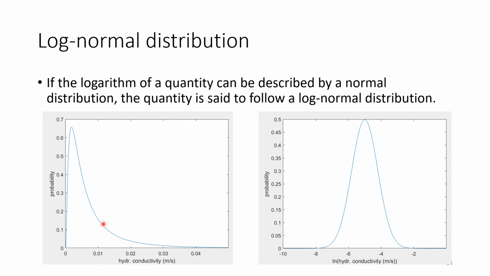So what I can do is take the logarithm of those values and come up with a nice probability distribution. But notice this is the logarithm of those values. So we say the hydraulic conductivity usually follows a log-normal distribution. So this could also be a possibility to more accurately represent your values.